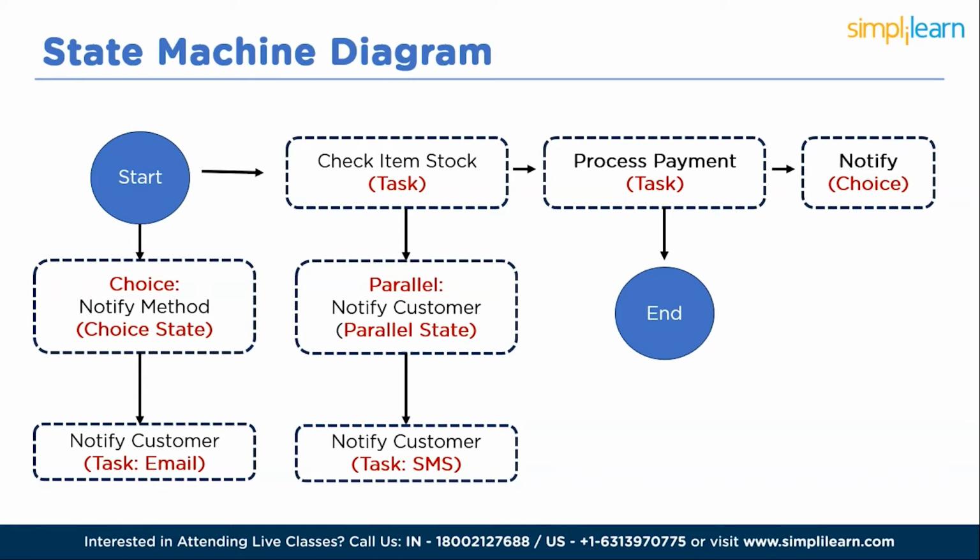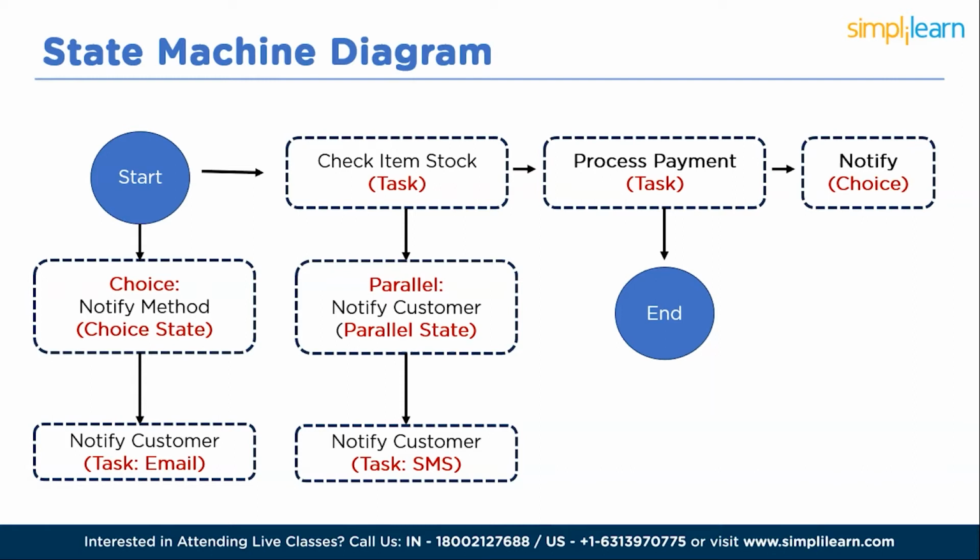And here's the best part. If something goes wrong during one of the tasks, AWS Step Functions can handle it. It can retry the task a few times or even go to a different part of the workflow to deal with the problem. And now you can see the state machine diagram on the screen.